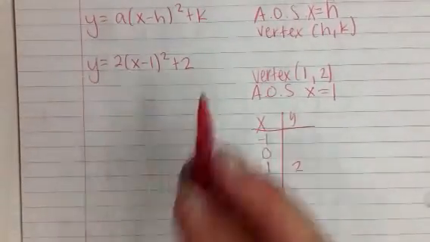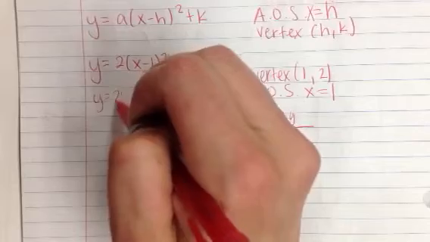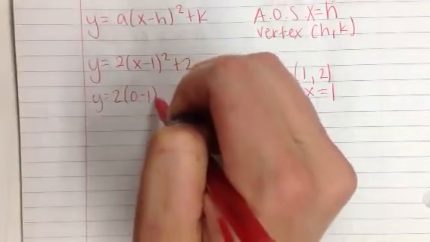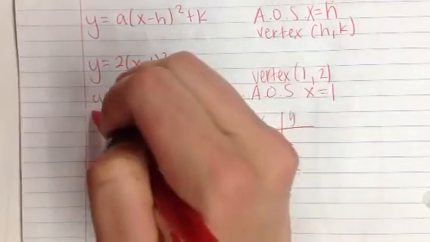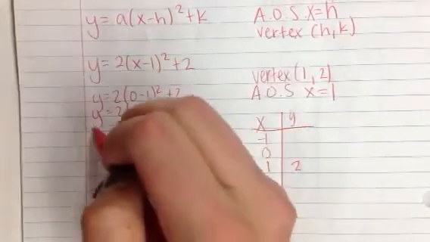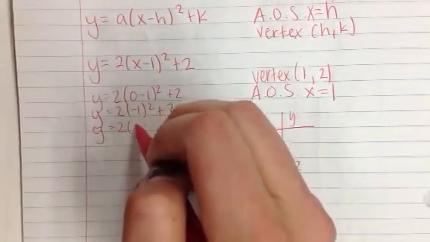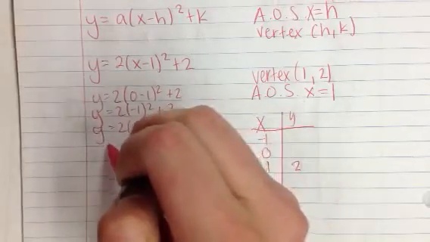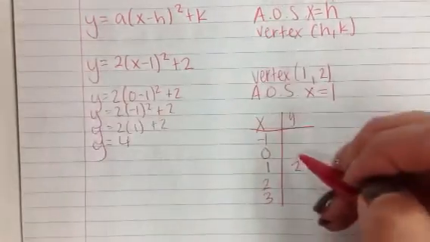If I plug in a 0, y equals 2 times 0 minus 1 squared plus 2. Y equals 2 times negative 1 squared plus 2. Y equals 2 times 1 plus 2. Y equals 4.